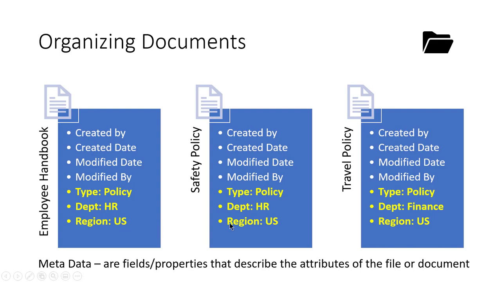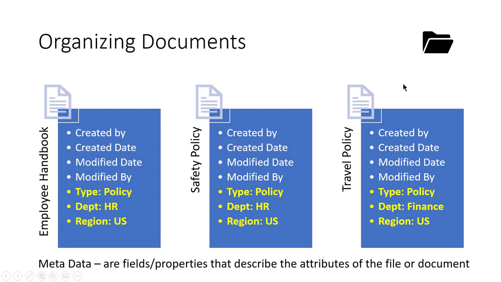And if we also look at another document, the safety document, you'd have the same basic information, but this one happens to be for the safety department, which I forgot to put here. And then finally, a travel policy might be related to expenses, and the finance department has that there too. So these are all fields that you can sort by, filter by, and so on when you're looking at a list of documents.